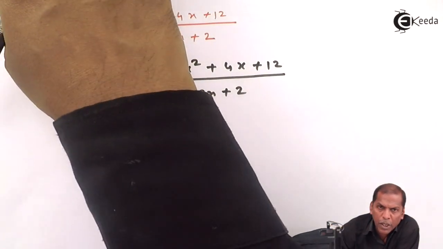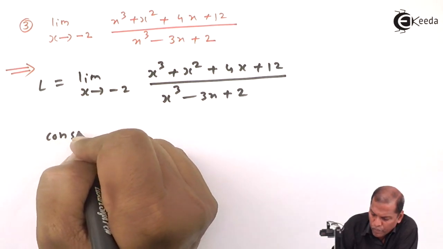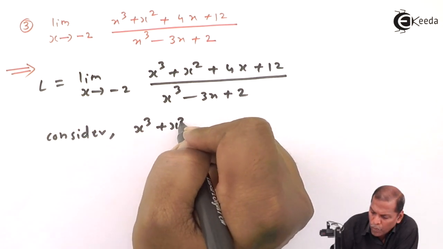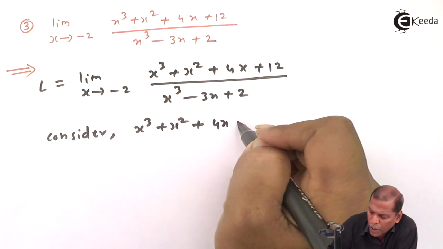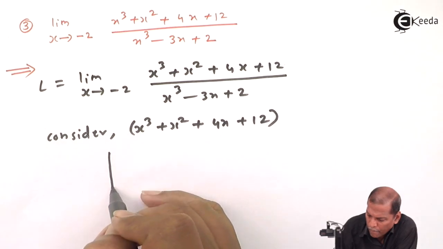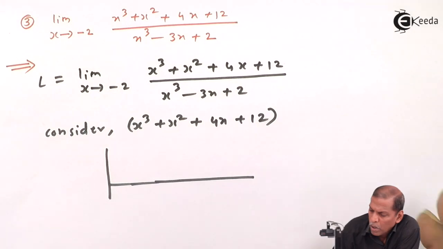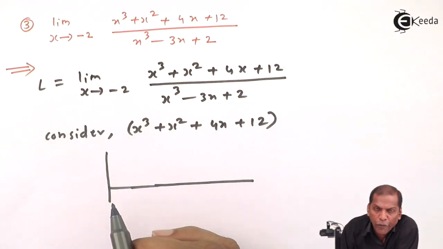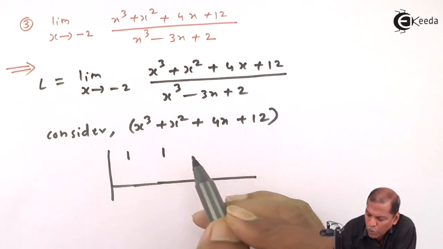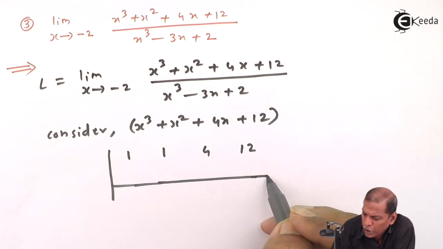First of all, we consider the numerator, that is x cube plus x square plus 4x plus 12. Now here we write coefficients: the coefficient of x cube is 1, x square also 1, coefficient of x is 4 and constant term is 12.